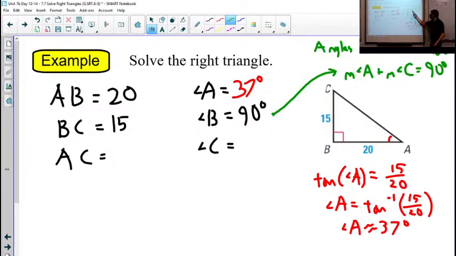So if I know that angle A is 37, what's left over is my last angle, angle C. I should be able to just take 90 and subtract off the other angle I already found, which is 37.